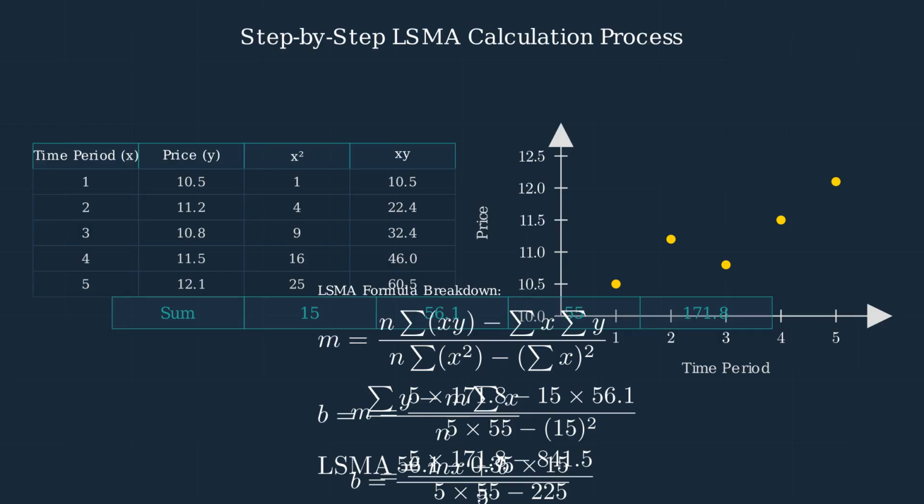Finally, to calculate the LSMA value, we substitute the latest x value into our line equation, y equals mx plus b. Let's calculate the LSMA value for our latest period, which is time period 5. Let's visualize our linear regression line and highlight our calculated LSMA value at period 5. This is the complete process for calculating a least squares moving average. The LSMA value represents the ending point of our linear regression line.